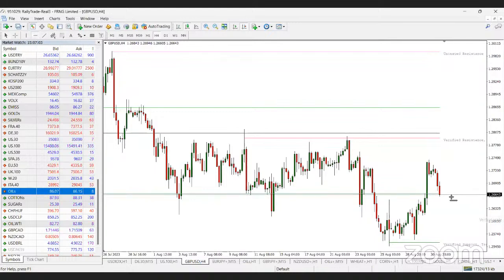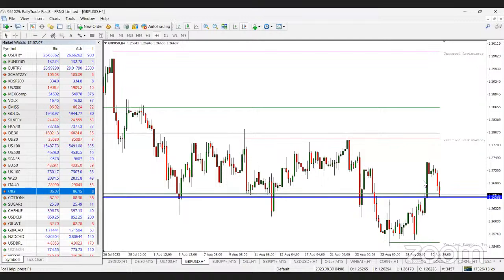So if somehow GBP USD can break below 1.26588, if it breaks below 1.26588, then you can expect it to still sell a bit more. I said expect it to sell a bit more if it can break below 1.26558 for GBP USD. Okay, good.